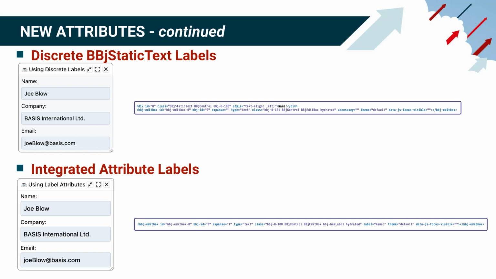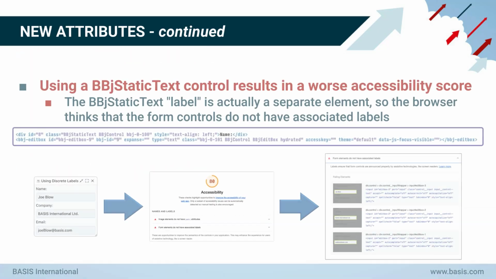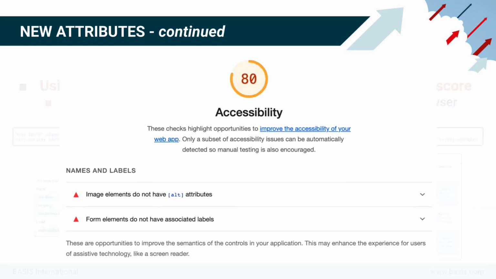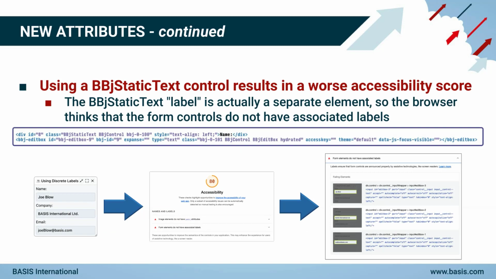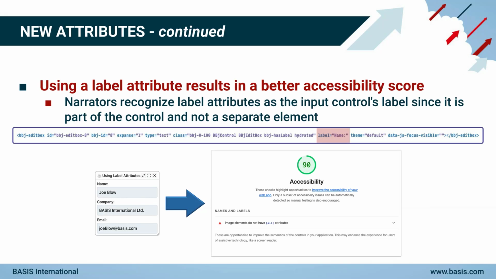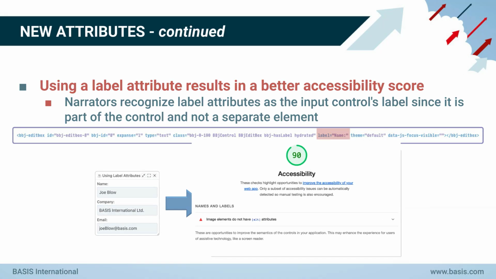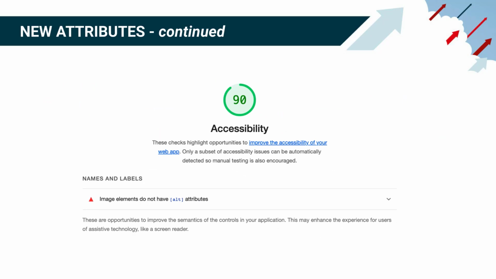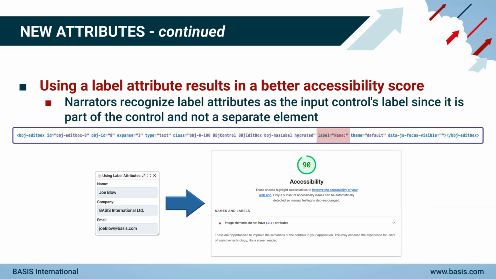When we test a simple DWC app that uses BBj static text controls for discrete labels, the accessibility score is lower than we'd expect, due to its reported error of, quote, "form elements do not have associated labels," end quote. Sure, we know that the static texts are labels, but that's only because of their proximity to the input controls. When we change the app to use attribute labels, our accessibility score jumps from an orange 80 to a green 90 because Lighthouse recognizes that now all form elements have labels accessible to narrators.